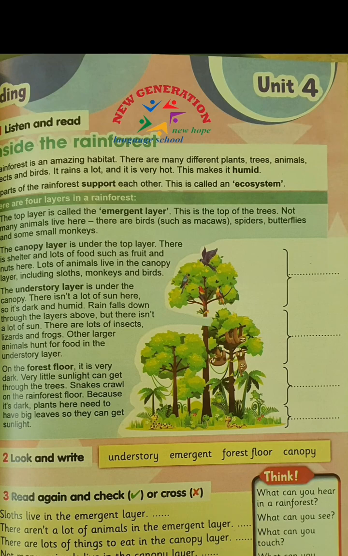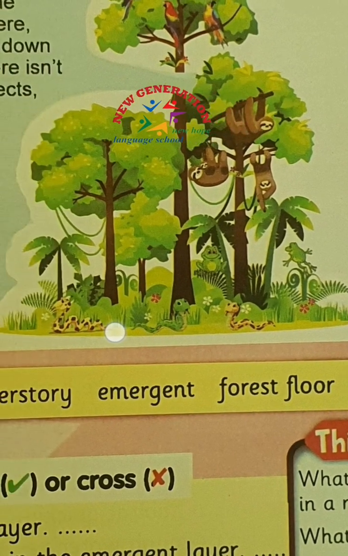It is dark in the understory layer. The answer is yes, because you can't find sun rays here because of so many trees there. Plants on the forest floor layer have small leaves. The answer is no. They have large leaves or big leaves so they can get sunlight.